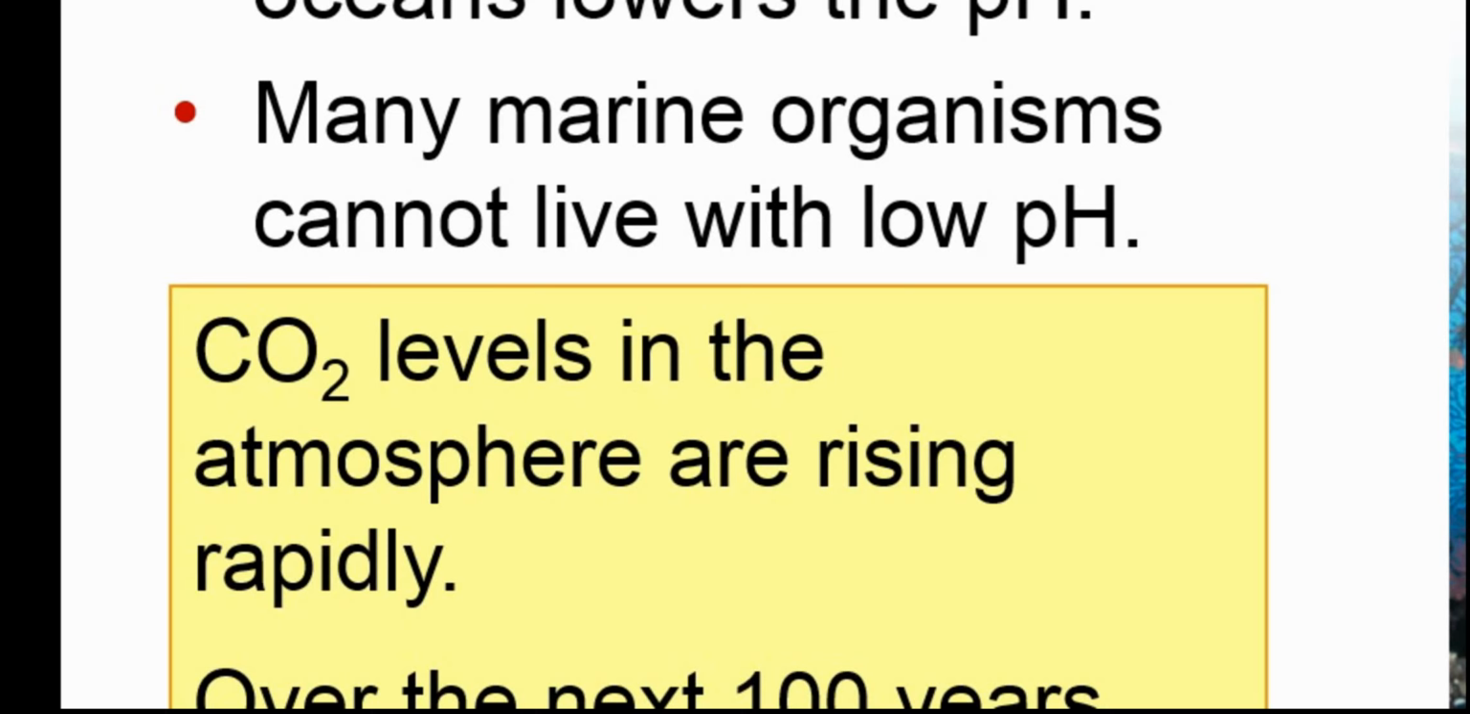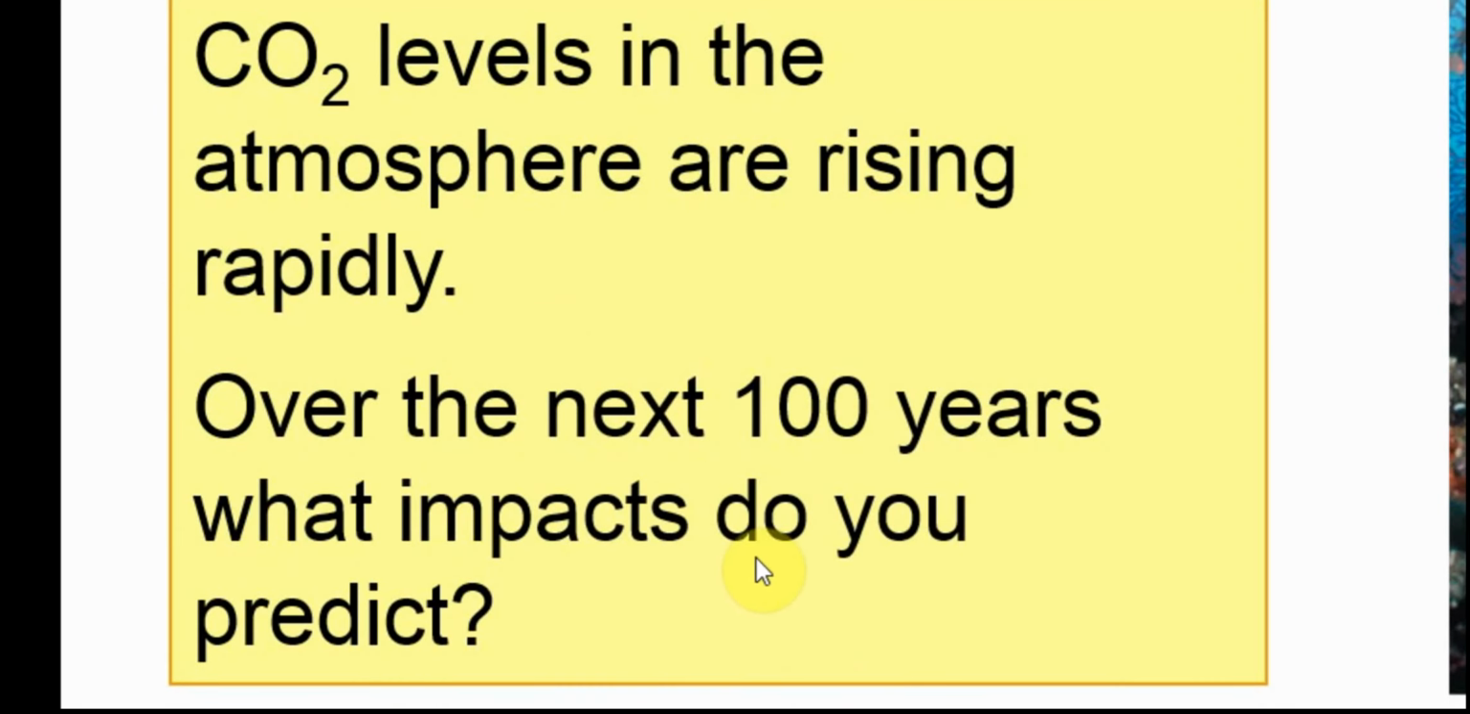So it's interesting to think over the next 100 years, or even within your lifetime, the next 50 years or so, what do you think the impacts of excess carbon dioxide could be on our aquatic systems? Something for you to think about, something for you to consider.